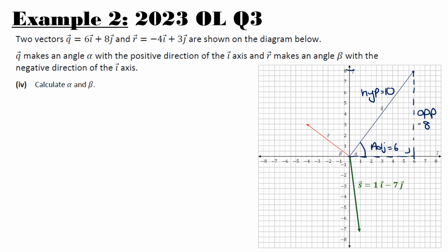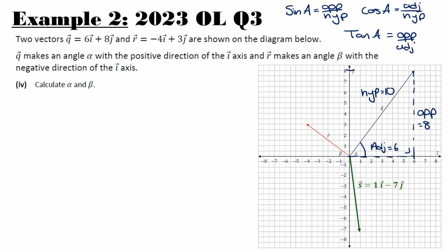So if we were working with trigonometry, we can use sine, so opposite over hypotenuse, cos, adjacent over hypotenuse, and tan. So any of them will work because we have all the information. However, we tend to work with tan because it doesn't require the hypotenuse, which means you don't need the magnitude. So if you haven't worked out the magnitude, it's fine. So what we're going to have is tan of alpha is equal to 8 over 6. So alpha is equal to tan inverse of 8 over 6, which is 53.13 degrees.